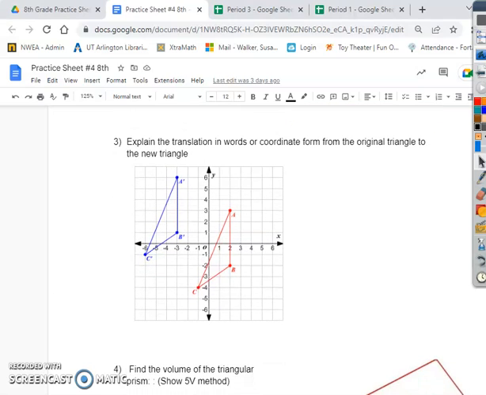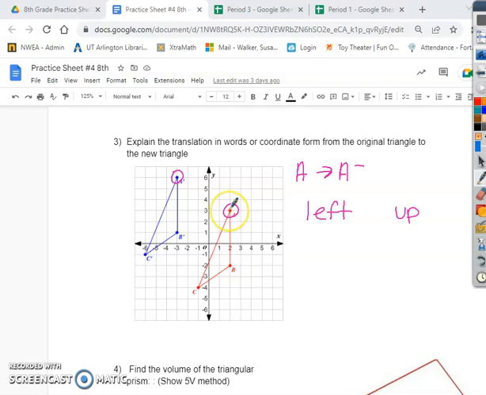Okay, number 3. Explain the translation in words or coordinate form, also algebraic form, from the original triangle to the new. So just so we know, this is original, this is new. I know that because of this. So remember, we're going from A to A prime. So the one thing I know is I have to go left. So like if I'm going from here to here, I go left and then I go up. That's what I know.